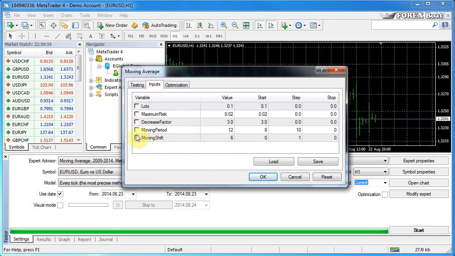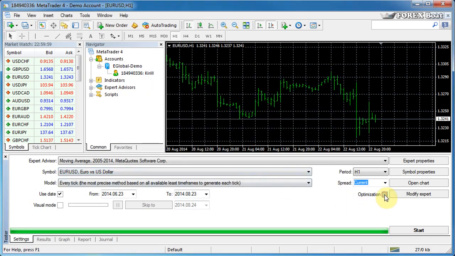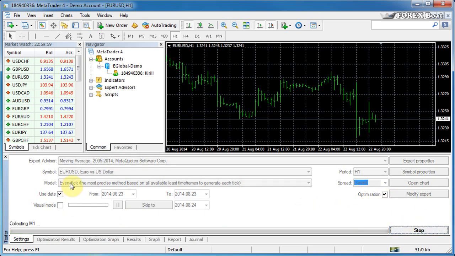And here we will tick the moving period and moving shift parameters, and say for the moving period we'll start at 10 with a step of 10, and we'll go all the way up to 100. So that's the period of the moving average, and the shift will go from 0 with a step of 1 all the way up to 10, and that's the shift of the moving average. So what we'll do now, we'll click OK, then we'll make sure that this optimization box is checked, and then we'll click Start. Because we're using every tick, MetaTrader 4 is collecting data here. And there it goes, our optimization is running.